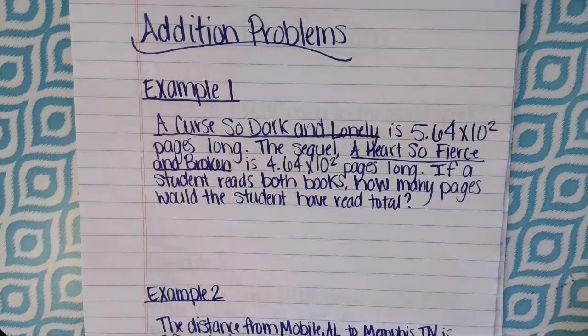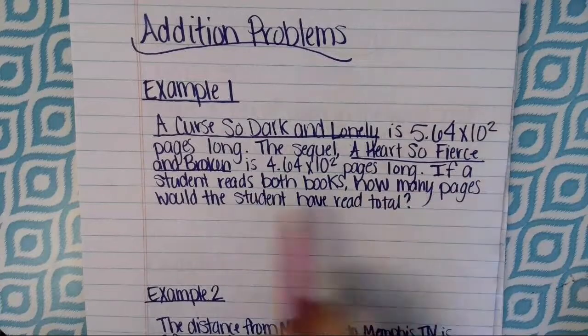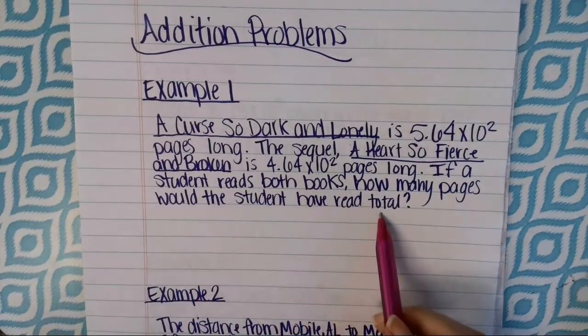Okay, so we're going to start with some addition examples. And even though we know that these are addition because they're listed that way, we're going to talk about why and how we know they're addition as we work through them. So example 1 says, a curse so dark and lonely is 5.64 times 10 squared pages long. The sequel, a heart so fierce and broken, is 4.64 times 10 squared pages long. If a student reads both books, how many pages would the student have read total? So we want to focus on that question, and I'm actually going to start with this part. How many pages would the student have read total?